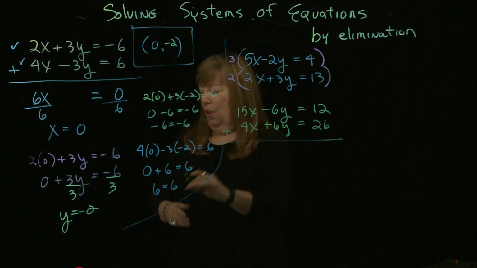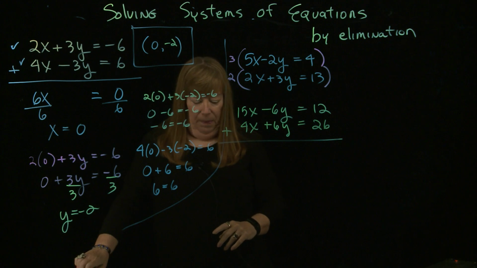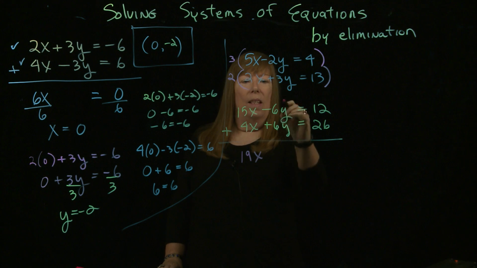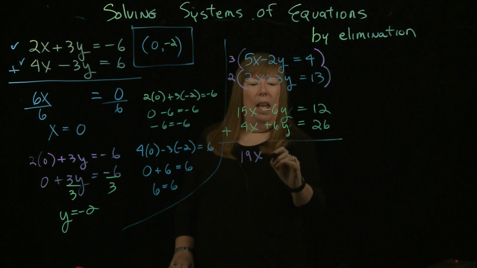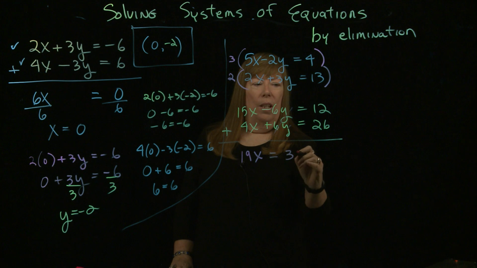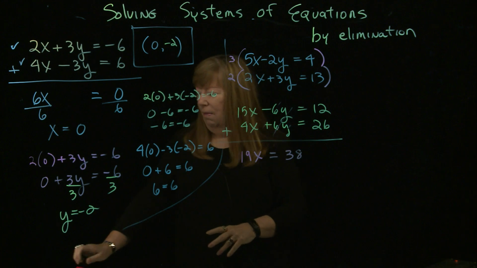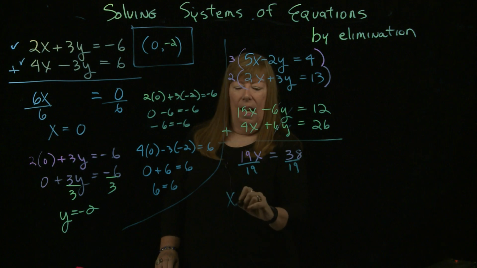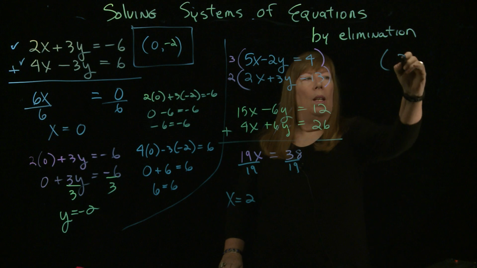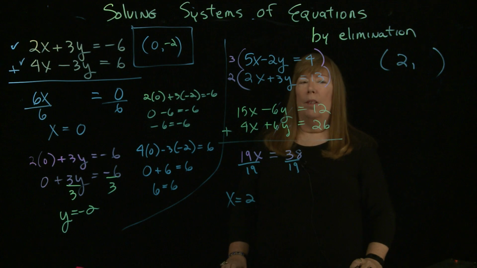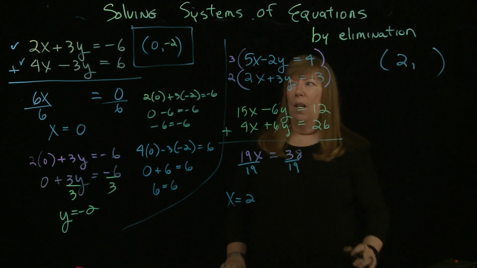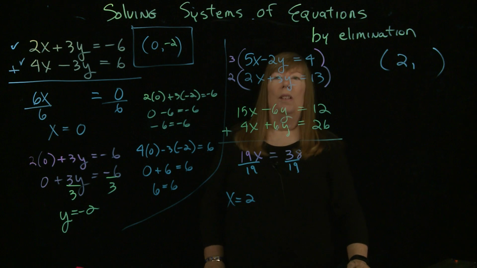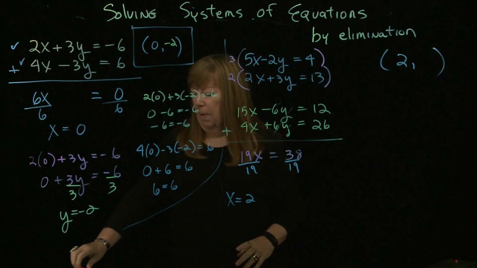Now we're ready to add the equations. 15x plus 4x is 19x. The y's cancel, equals 38. Okay. Let's divide both sides by 19, and x equals 2. Are we done? Nope. You know that in a system of equations, these lines cross. You have to name where they cross. 2's not enough. I'm going to need to find the y that goes with it.